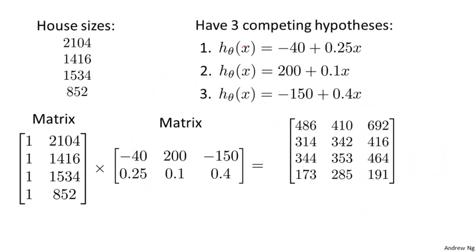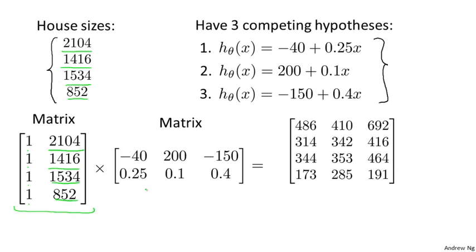Finally, let me show you one more neat trick that you can do with matrix-matrix multiplication. Let's say as before that we have 4 houses whose prices we want to predict. Only now we have 3 competing hypotheses shown here on the right. So if you want to apply all 3 competing hypotheses to all 4 of your houses, you can do that very efficiently using a matrix-matrix multiplication. So here on the left is my usual matrix, same as from the last video, where these values are my housing prices, and I've put ones here on the left as well.